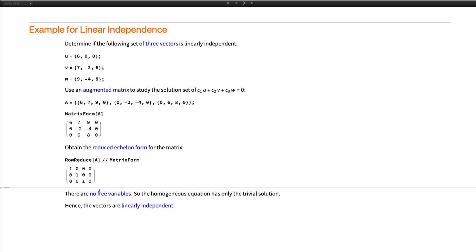And what you see over here is that there are no free variables, because you only have c1, c2, c3, and they are all 0. So the equation over here only has the trivial solution, and hence the vectors are linearly independent.